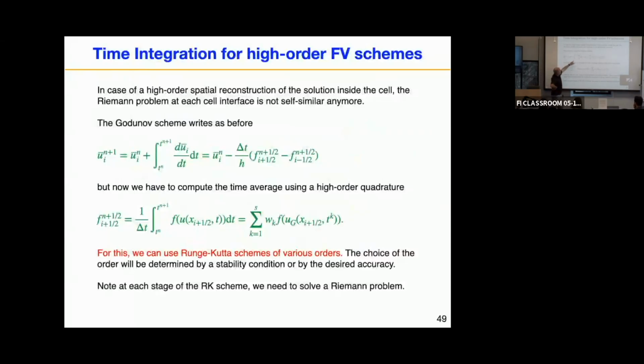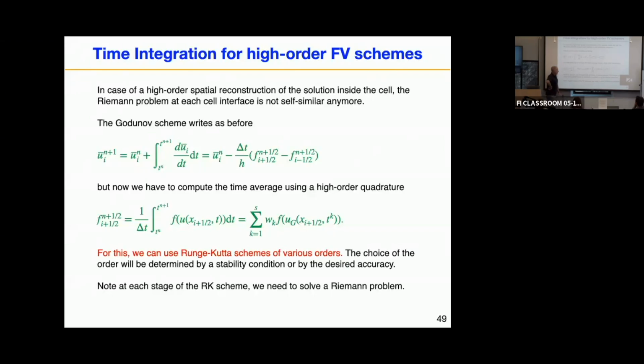So now that's your flux, the time average of the flux. Now you cannot assume this is constant, take it out, and then get the value. This is not constant anymore, because your Riemann solution is not self-similar. Meaning, now you have to perform the integral using a quadrature in time. So you approximate your integral by a quadrature, basically with quadrature weights and quadrature points in time.